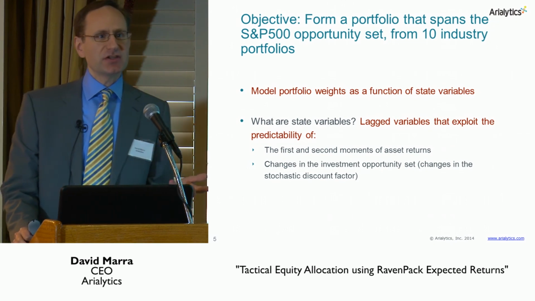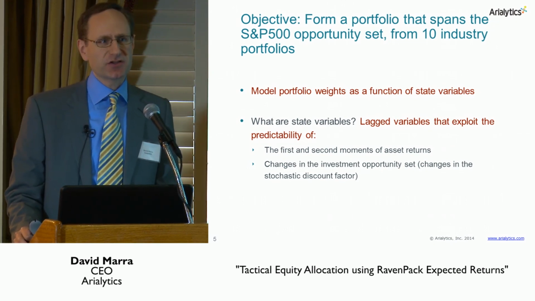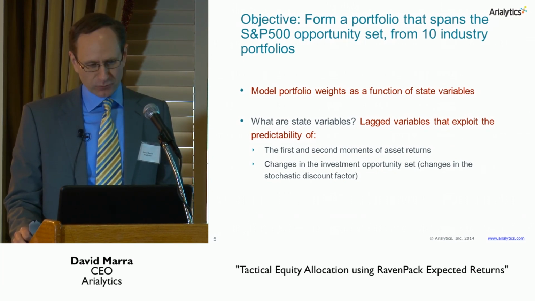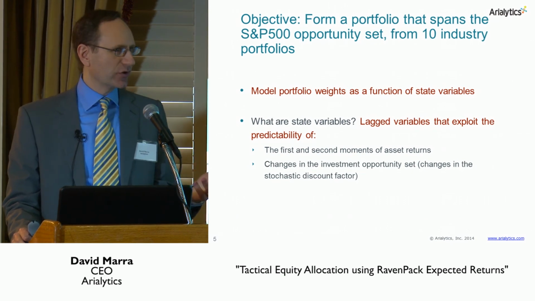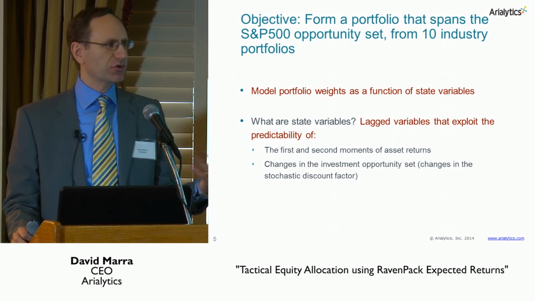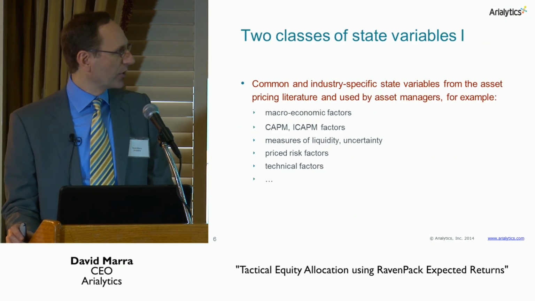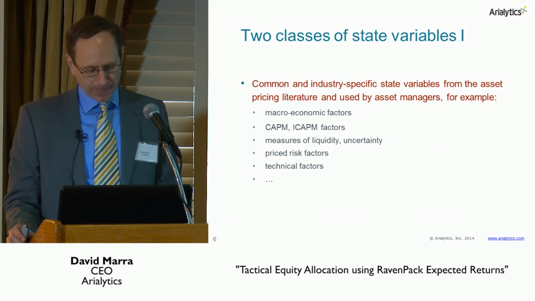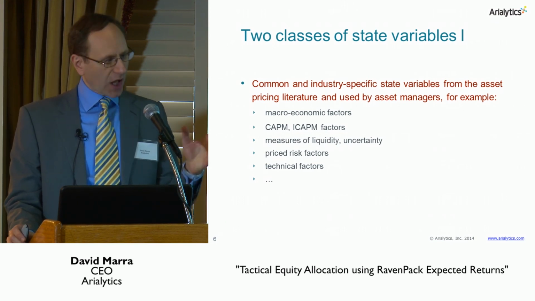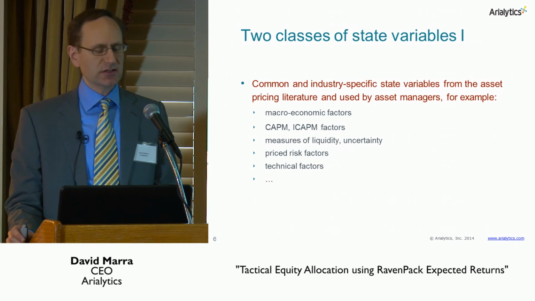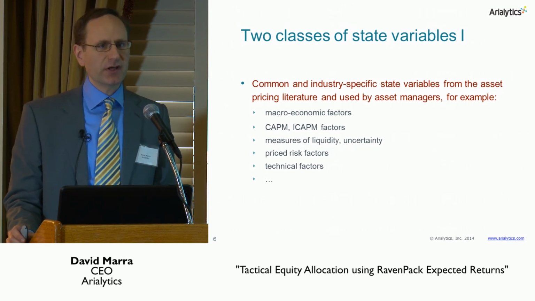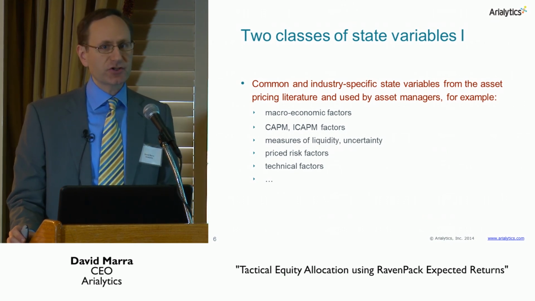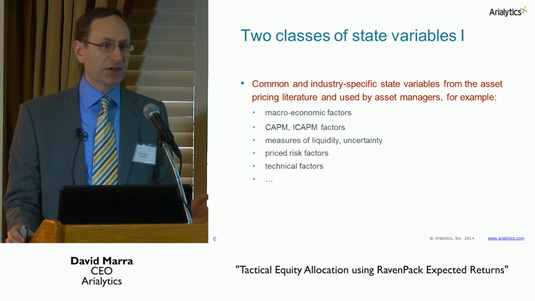and changes in the opportunity set, which is a fancier way to say changes in the stochastic discount factor. So we're going to consider in this research really two classes of state variables, which are very relevant to why we're here today. The first set of state variables we're all very familiar with. They are the common variables, common across asset classes, and the sector-specific or non-common variables, that come from the asset pricing literature and we use as practitioners as well.